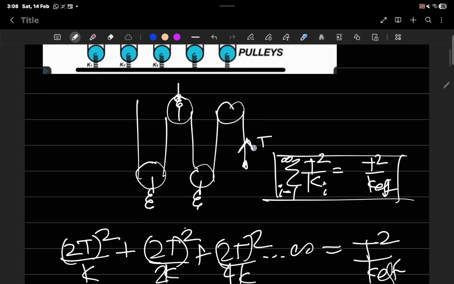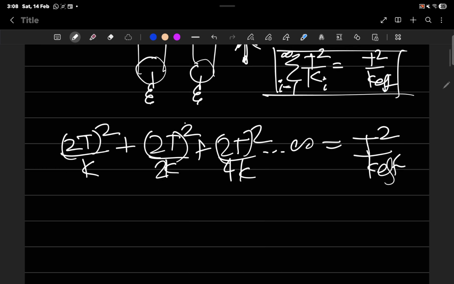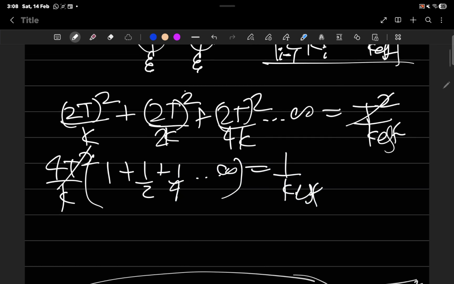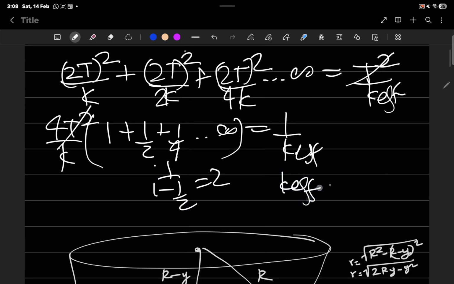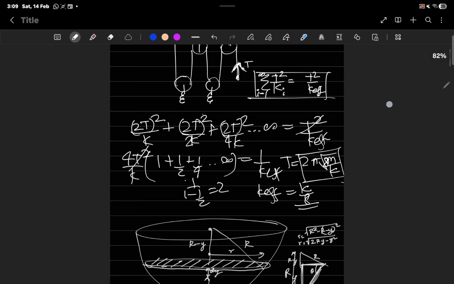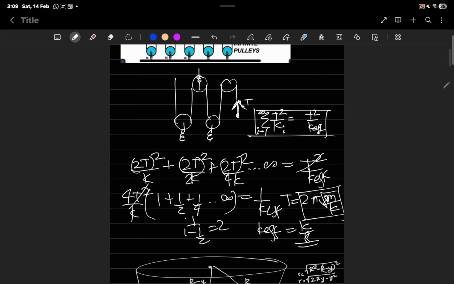Since the t, we have to replace everything over here, so we'll use t over here only. So now we just take 4t squared as common, and t squared gets cut, times 1 and k also. You get 1 plus 1 by 2 plus 1 by 4 till infinity is equal to 1 upon k effective. So this sum is again 1 upon 1 minus 1 by 2, that's 2. So we get k effective as k by 8. And then we can just write the time period of the system as T is equal to 2 pi root m by k effective, which would be k by 8. So this matches with their answer, and simply we have again converted into a simple one block system.